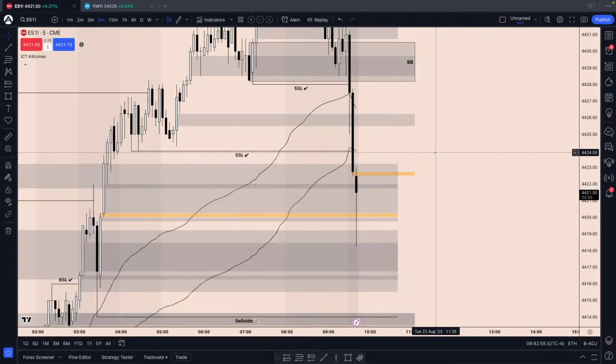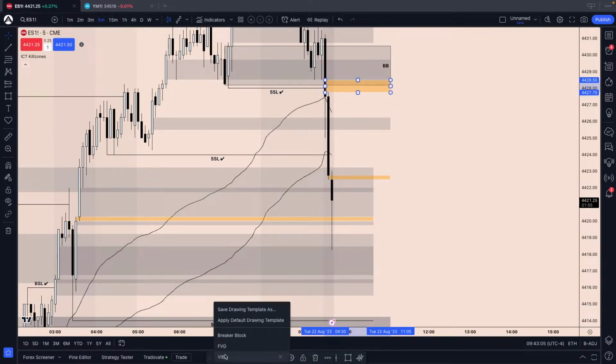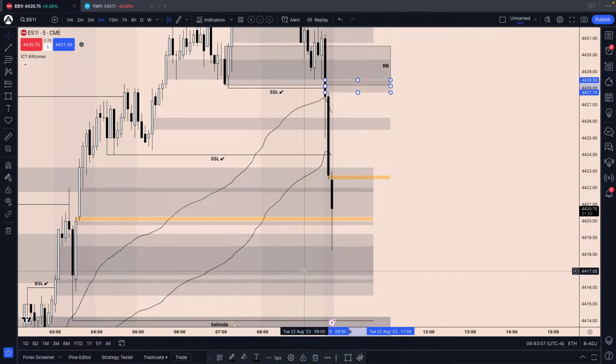Inversion fair value gap. Very likely going to leave behind a new bearish fair value gap right here. Already left behind a bearish one here. What did you share inside of tape reading, Agent Smith? I did not see that.